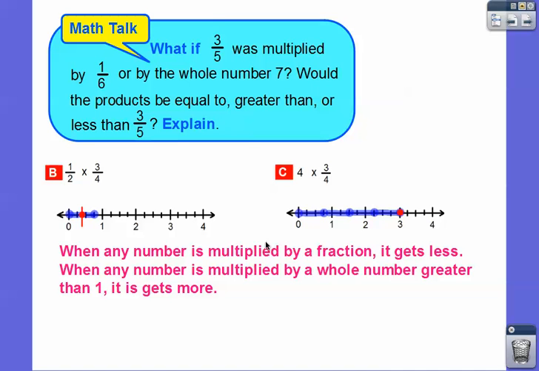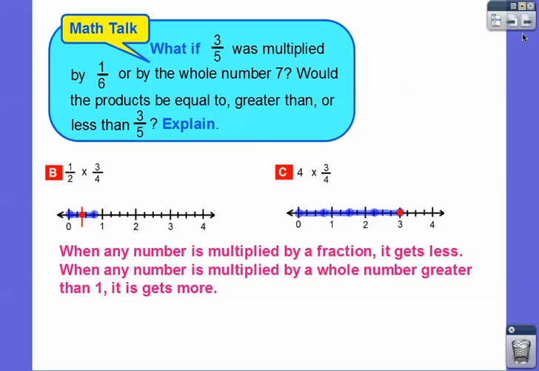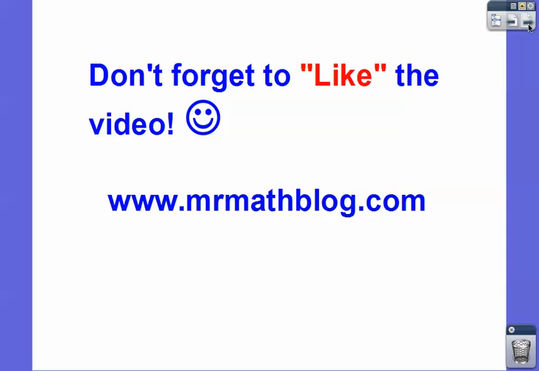And then what if we multiplied 3/5 times a whole number? Here we multiplied 3/4 times a whole number, and it made it bigger than 3/4. So when you multiply by a number that's greater than 1, like 7, it's going to give us a number that's greater than this fraction. It's going to be less than 7, but greater than that fraction.